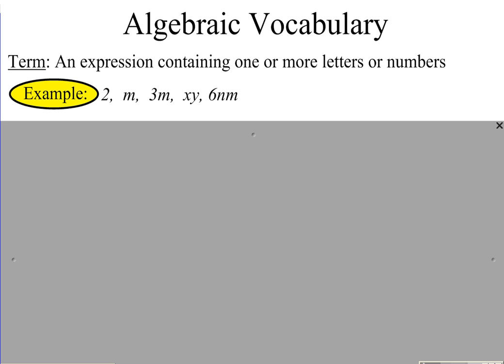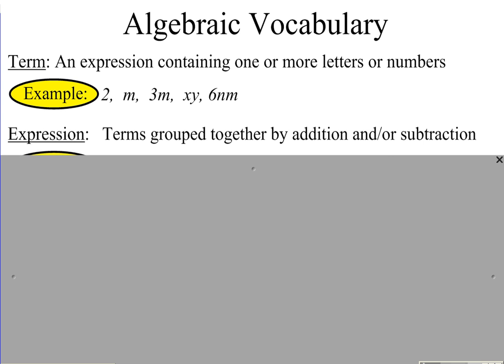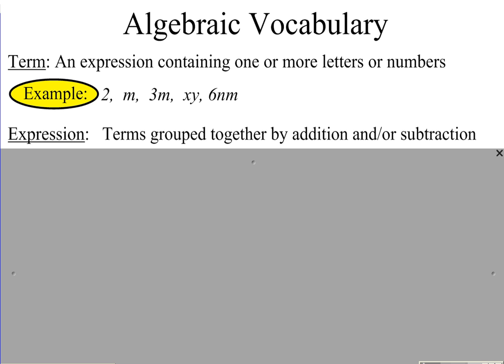m, a variable. 3m, made up of a coefficient 3 and a variable m. xy, multiple variables, 6 and m. Each one of those individually could be a term. An expression is terms that are grouped together by addition and/or subtraction.